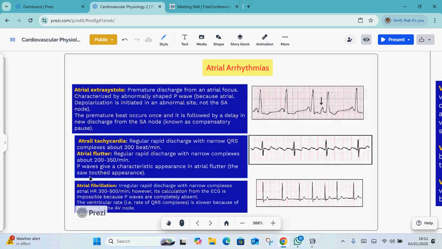The appearance of the ECG in atrial flutter is called sawtooth. It's all P waves, all P waves. So the atrium is contracting continuously. This is called atrial flutter.